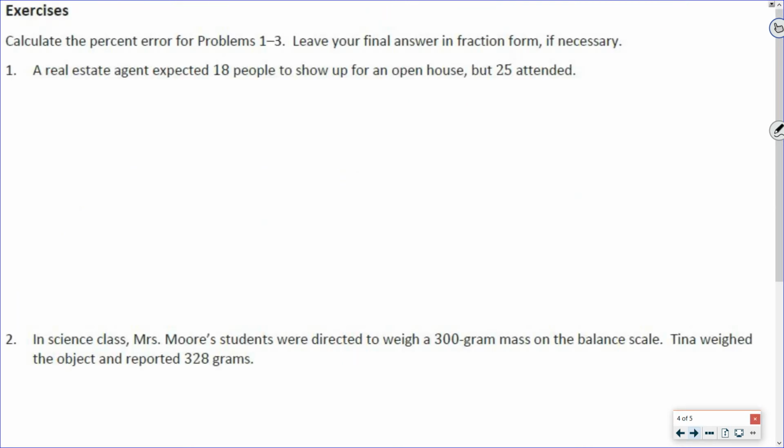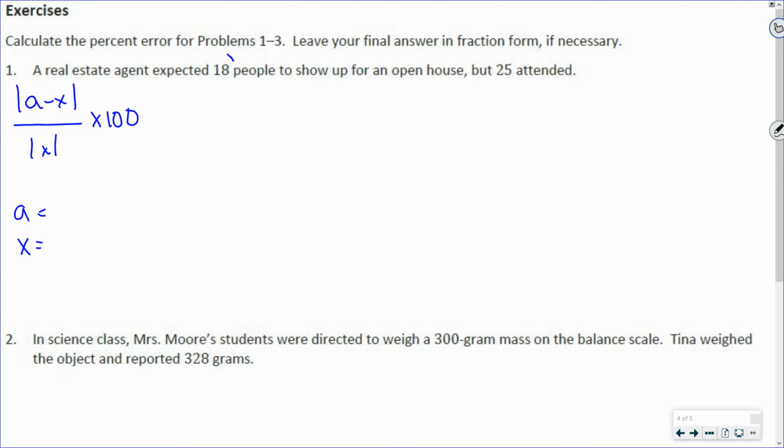It's the last slide. So a real estate agent expected 18 people to show up for an open house, but 25 attended. Okay, so it's asking us to find the percent error. So remember, the percent error is the absolute value of A minus X over the absolute value of X times 100. Well, A and X need to be defined. What does A equal and what does X equal? So A is the measured value. It's what you expect.